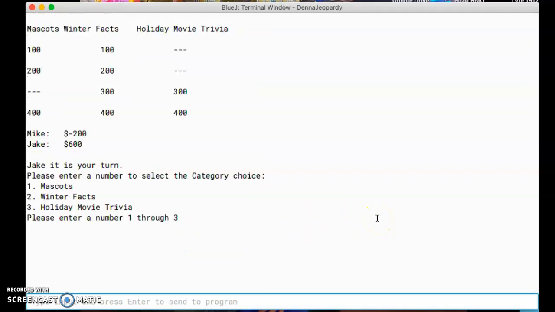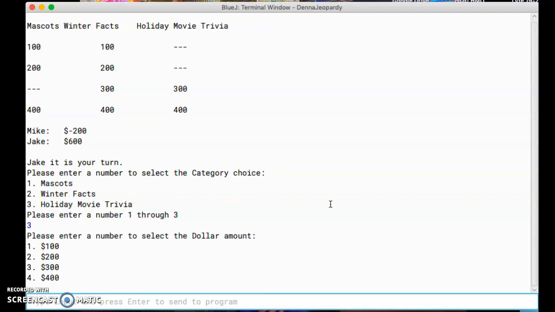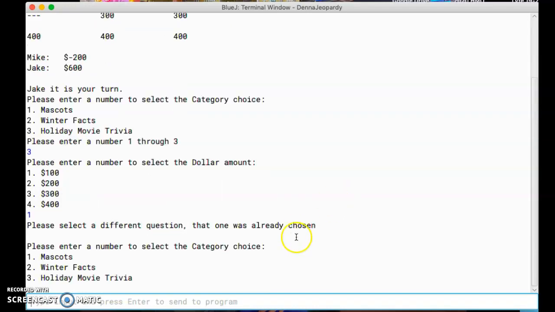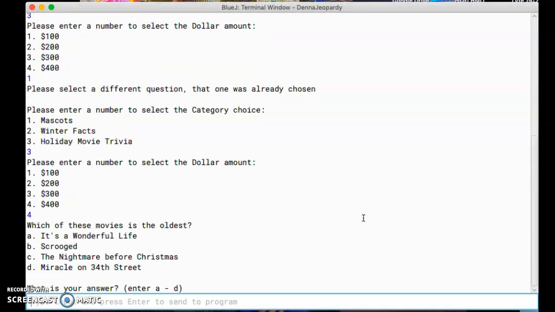All right, so now let's say that Jake decides to try to guess a question that's already been guessed. So let's say he tries to do holiday movie trivia for 100. So he picks 3 for 100. He's told that that question was already chosen. So you should not be allowed to pick a question that has already been picked. So let's say he goes with holiday music trivia for 400.